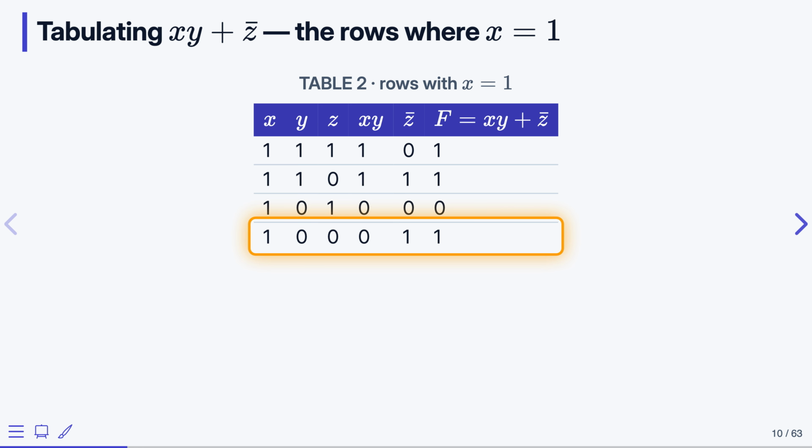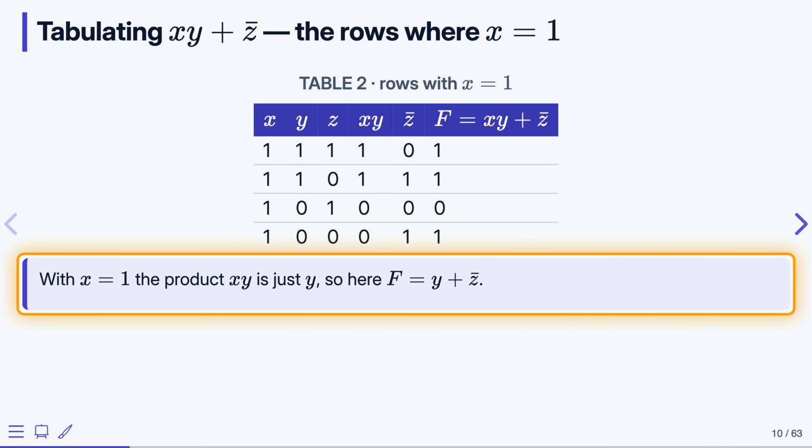Row 4. Y is still 0, so xy is 0. But z is 0, so bar z is 1. 0 plus 1 is 1, so f is 1. And a shortcut worth seeing. While x is 1, the product xy is just y, so in this half of the table, the function is simply y plus bar z.